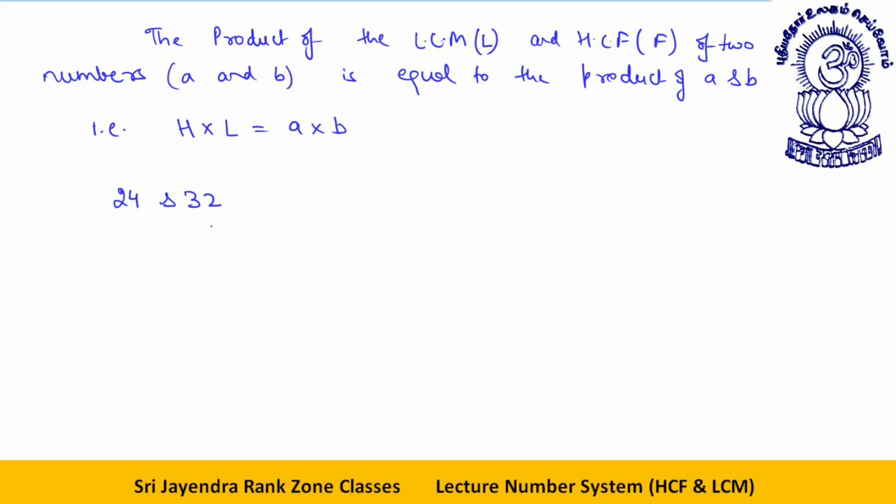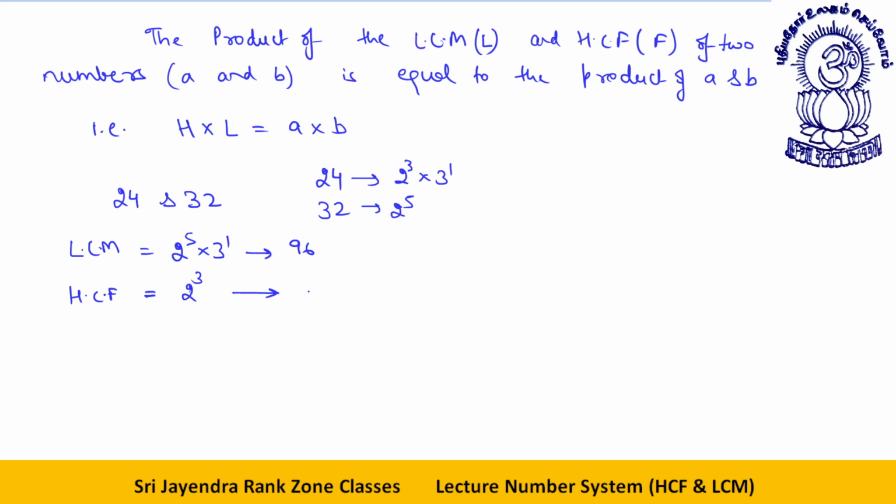In the very first class, we found our HCF and LCM, both the things, but let's do them again. What is the LCM of 24 and 32? I know it is 96, but I'll show it to you. 24 is 2 raised to power 3 into 3 raised to power 1. 32 is 2 raised to power 5. The LCM is taking the largest power. The HCF is taking the smallest common power, which is 2 raised to power 3. So the LCM is 96 and the HCF is 8. Now let's verify.